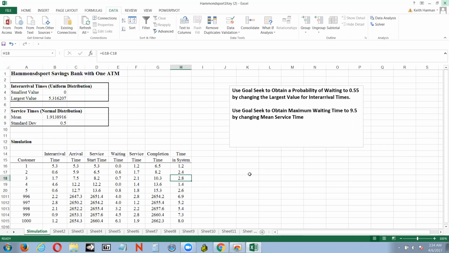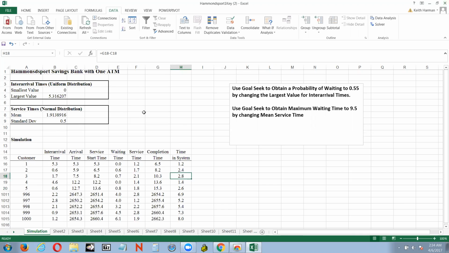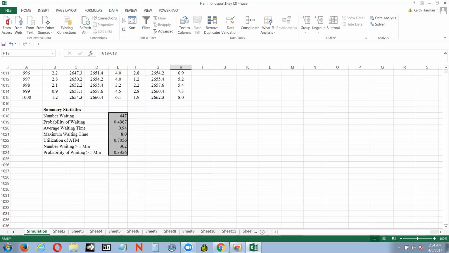And we're concerned about how long they were in the system, how long they waited, and that's why we compute these metrics. The number of people waiting, how many people waited, the probability of people waiting. In this case, it's about 50-50. The average waiting time, the maximum waiting time, the utilization of the ATM. So it's utilized about 70% of the time. The number of people waiting greater than a minute, and the probability of waiting greater than a minute.